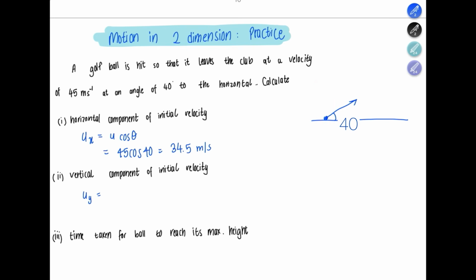So this is going to be sine, because you don't know the angle, so it's away from you. u sine theta is equal to 45 sine 40. This is going to be 28.9 meters per second. I mean, you don't know the angle between the vertical and the velocity. You know the angle that's away from you. That's why you use the sine.